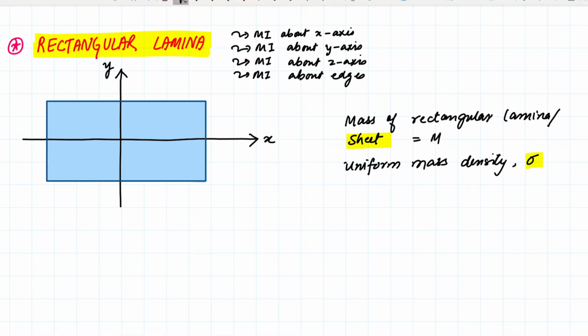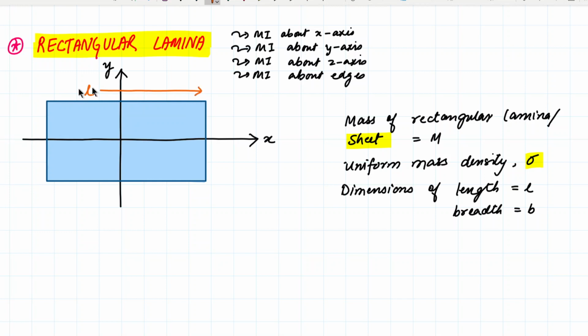Uniform mass density that is given by sigma. Okay, this is the uniform mass density. और क्या है, and dimensions are: length is equal to L, and breadth is equal to B. So आपका ये हो गया, लेंथ हो गया L और ब्रेथ हो गया this distance.